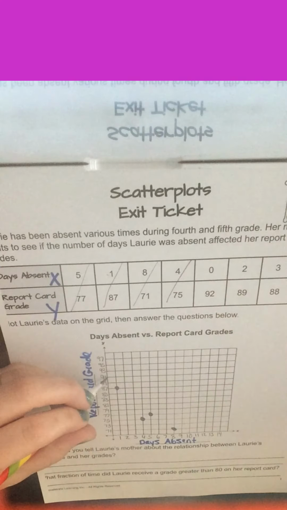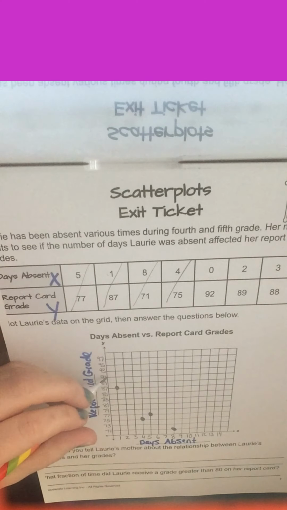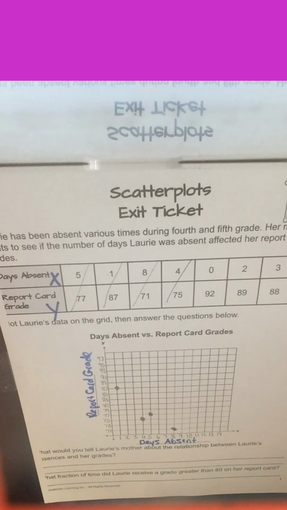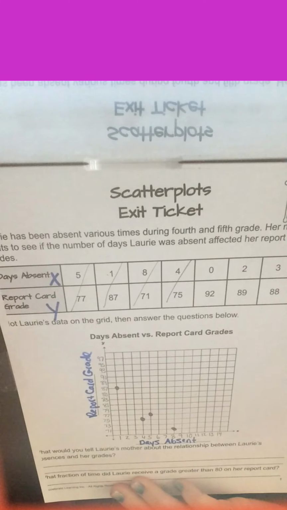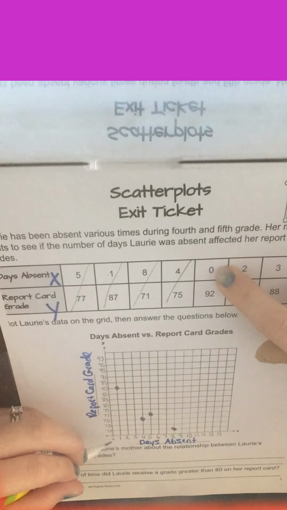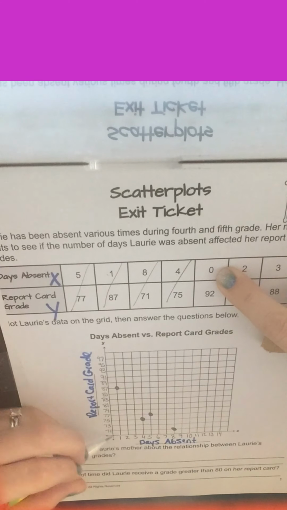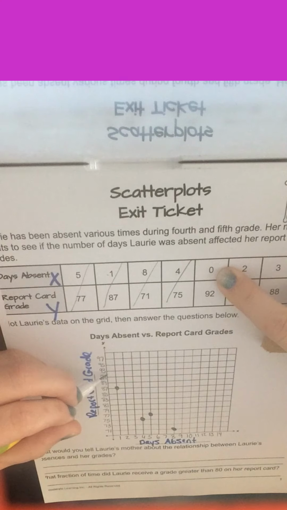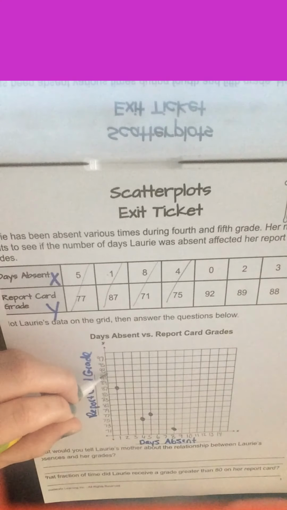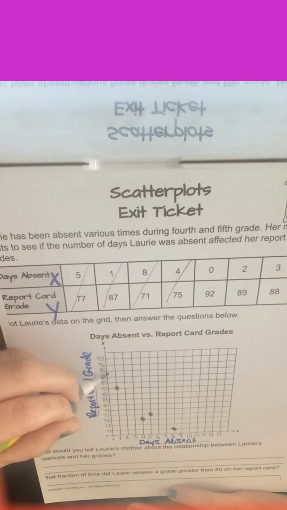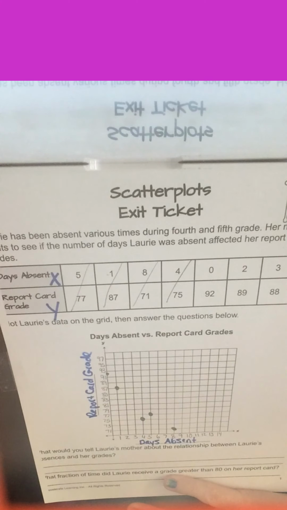Wait a minute, guys. I don't see 92 labeled. Well, where would 92 fall? Between what two numbers? What two numbers would 92 fall between? I'm going to let you stop and pause this real quick and think about that. And then we'll continue in just a second. Okay, I hope you were able to pause this video. Now remember, our X-axis was 0, and then our Y was 92. And 92 would fall between 91 and 93. So I'm going to plot that point right here in between the two.